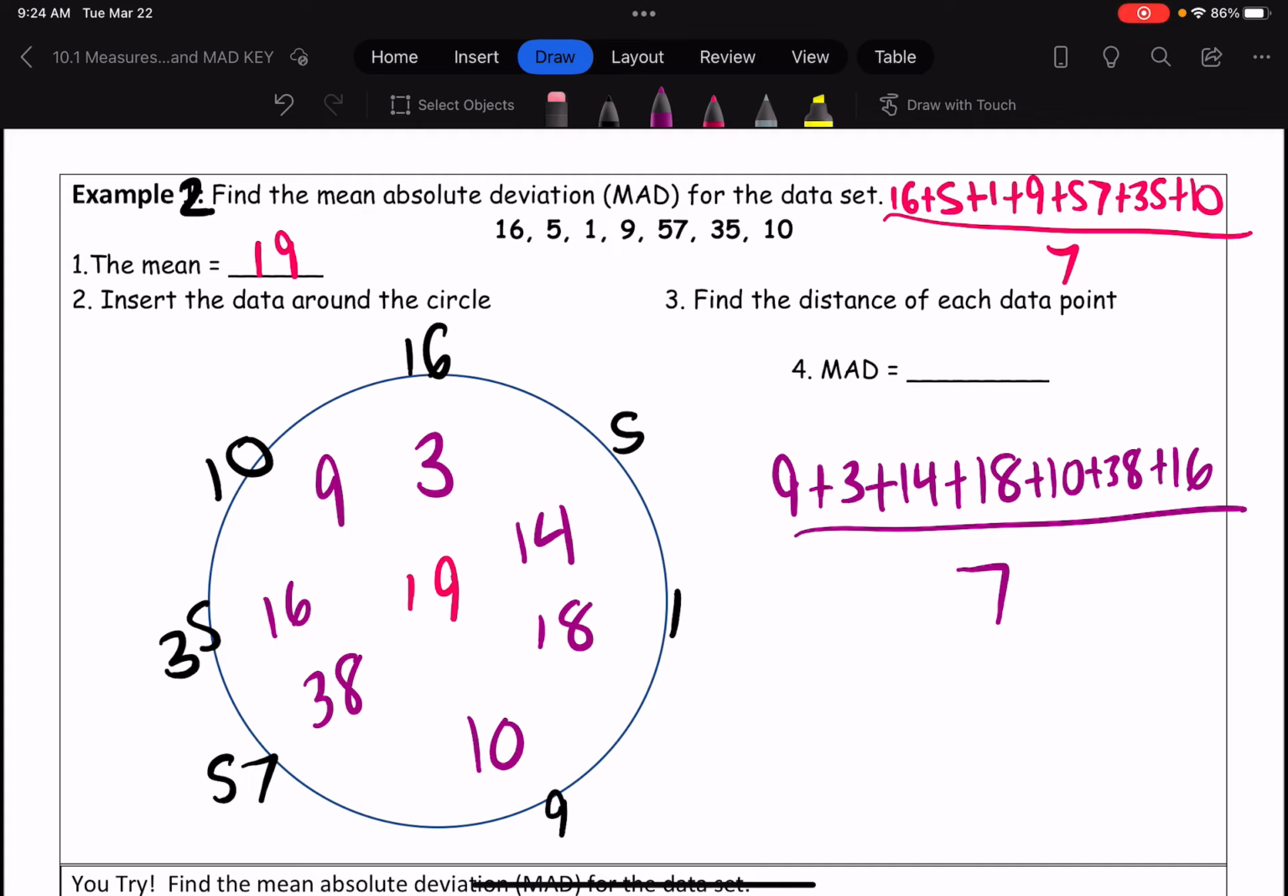And once again, I'll use my calculator to calculate my mean absolute deviation, or my MAD. I got 108 divided by 7, so that is approximately 15.4. So your mean absolute deviation for this data set is 15.4. That means the distance between each data point is roughly 15.4 units. All right, you guys try the you try.